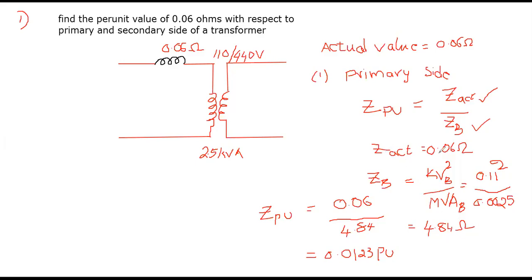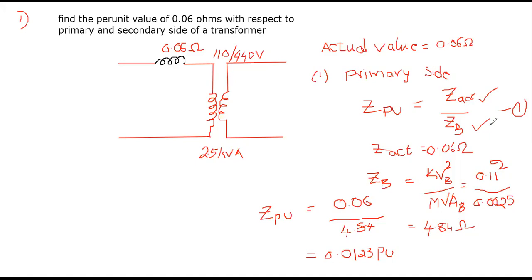Now after obtaining Z actual and Z base, substitute them in equation number 1. What is equation number 1? Z per unit is equal to Z actual by Z base. So if you consider 0.06 divided by 4.84, you will get 0.0123 per unit.